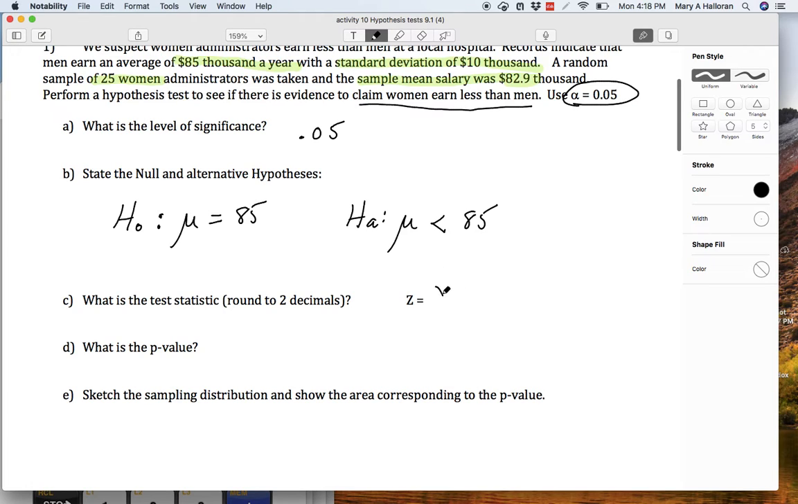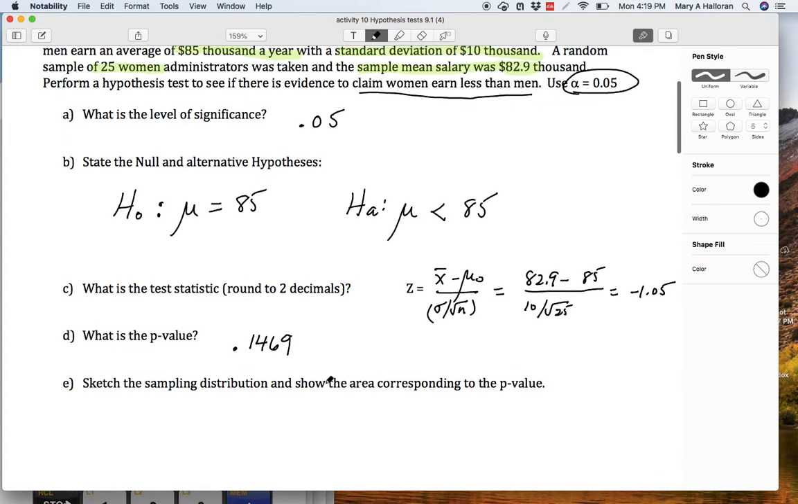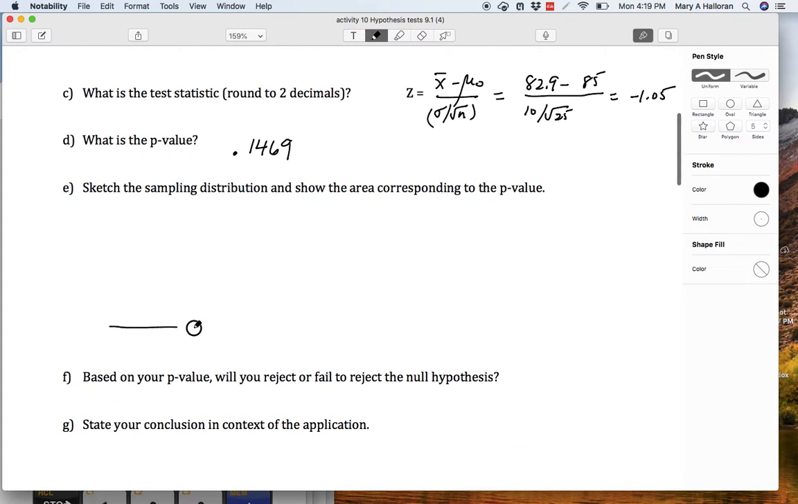It's your x bar minus your mu naught over sigma over square root of n. But I'm going to show you how to use your calculator. So 82.9 minus 85 over 10 divided by square root of 25. This works out to be minus 1.05. And so the p-value, once again, I will show you how to do that using your calculator, is 0.1469. And so this will be the sampling distribution that goes with it.